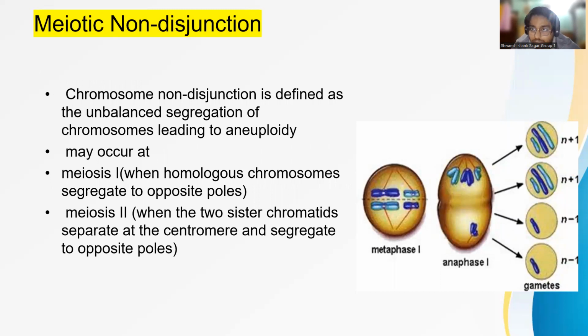Meiotic nondisjunction is a part of them, defined as unbalanced segregation of chromosomes leading to aneuploidy. It may occur during meiosis 1 or meiosis 2, when the homologous chromosomes are segregated to the opposite poles during meiosis 1, and during meiosis 2, when the two sister chromatids separate at the centromeres and segregate to the opposing poles.